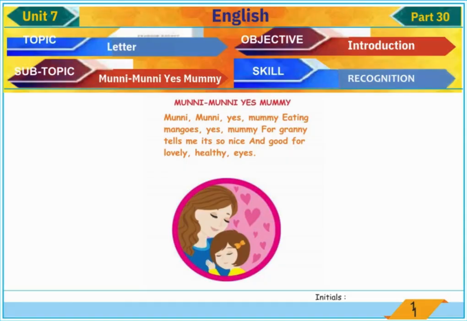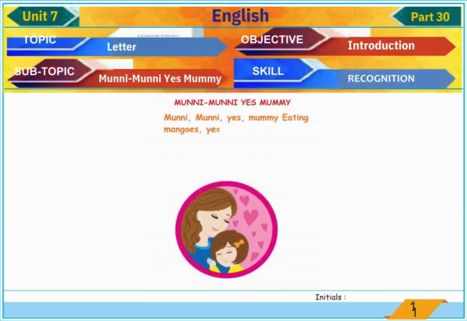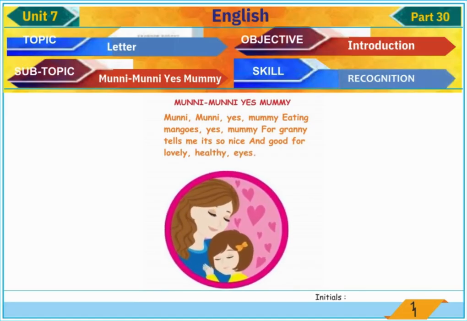Mummy, mummy, yes, mummy, eating mangoes, yes, mummy. Granny tells me it's so nice and good for lovely, healthy eyes.